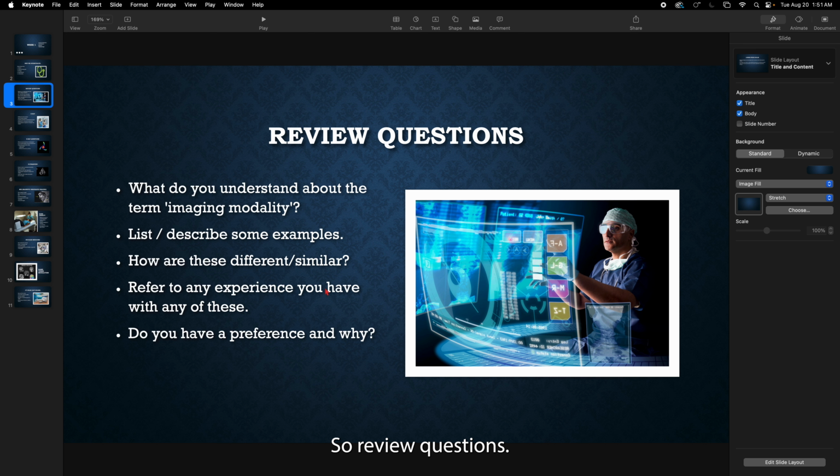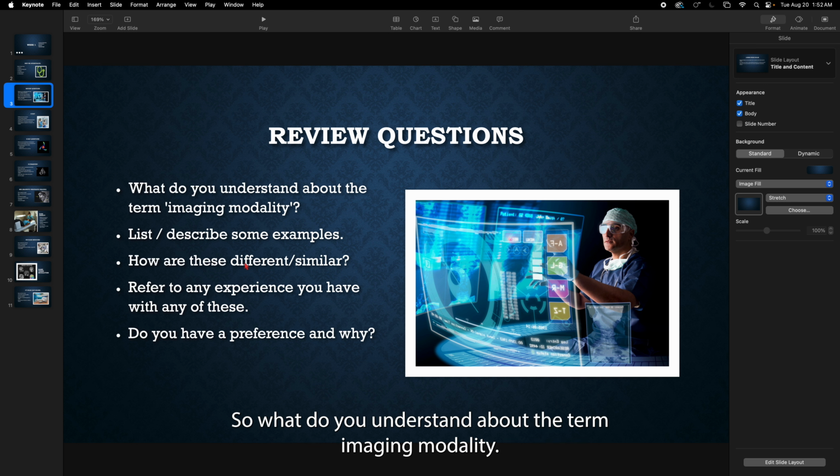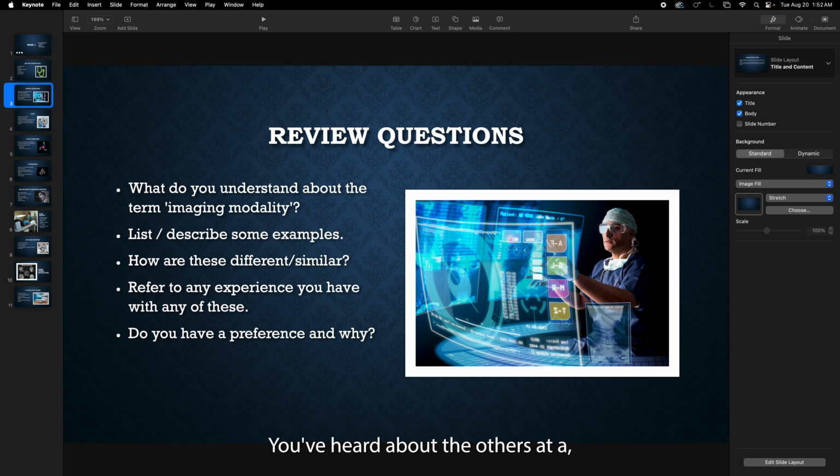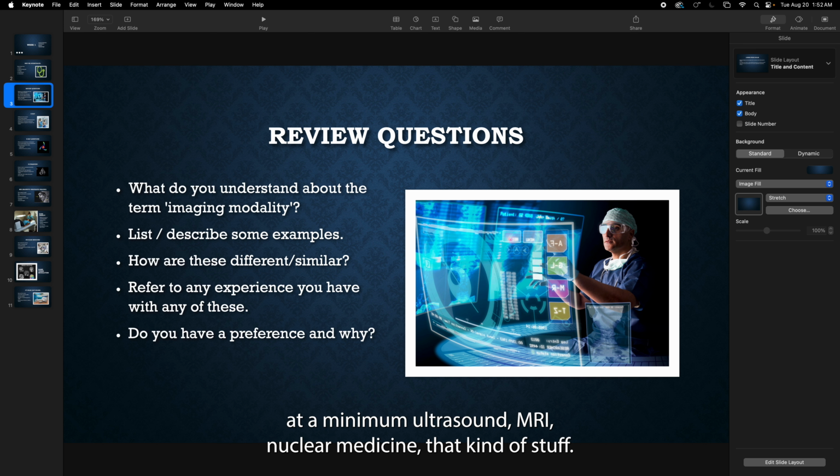All right, so review questions. So you should try to write these down on your own time. However, we'll go through them slowly. So what do you understand about the term imaging modality? So far you've encountered X-ray in great detail. You've heard about the others at a minimum: ultrasound, MRI, nuclear medicine, that kind of stuff.